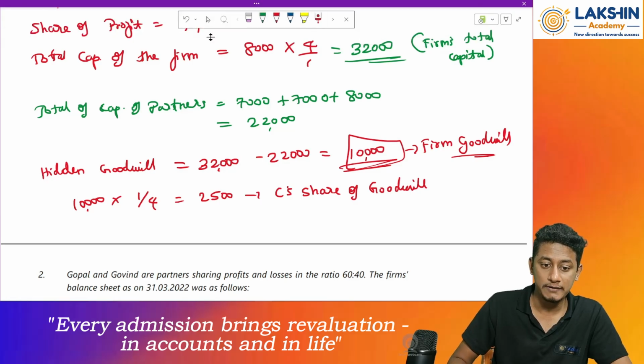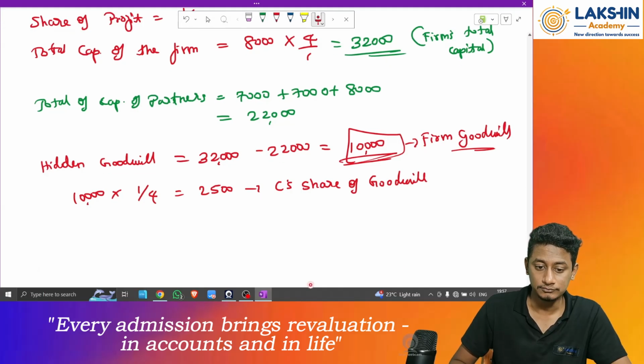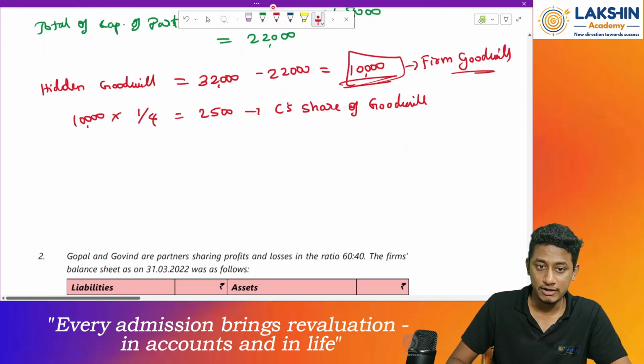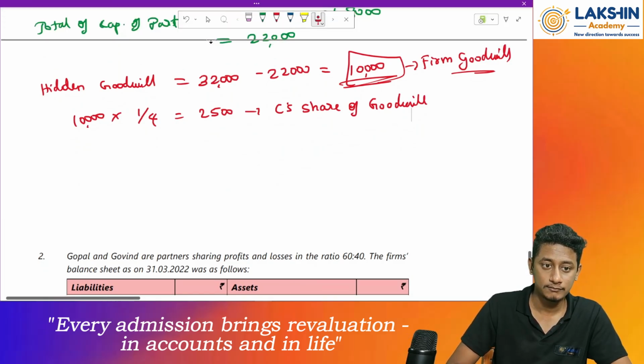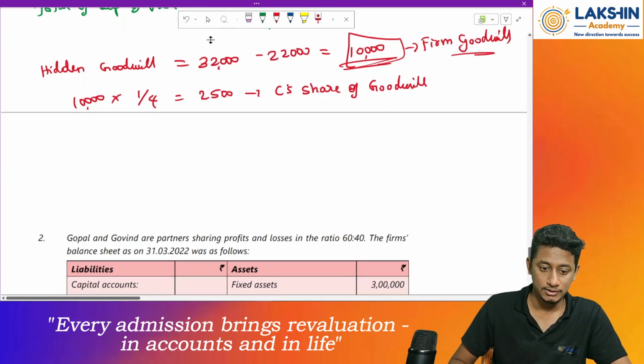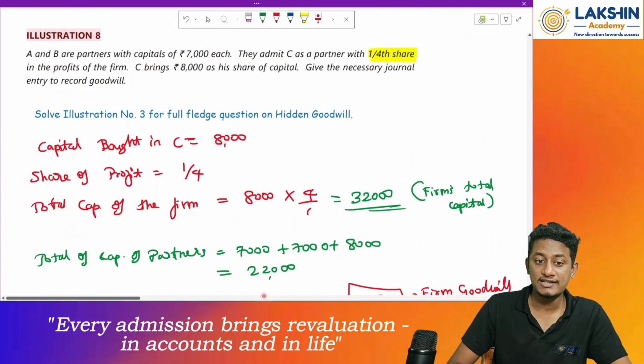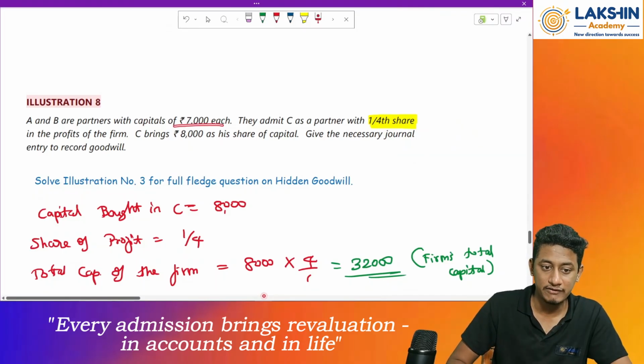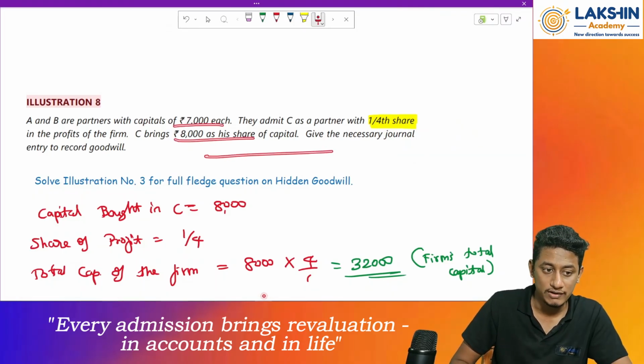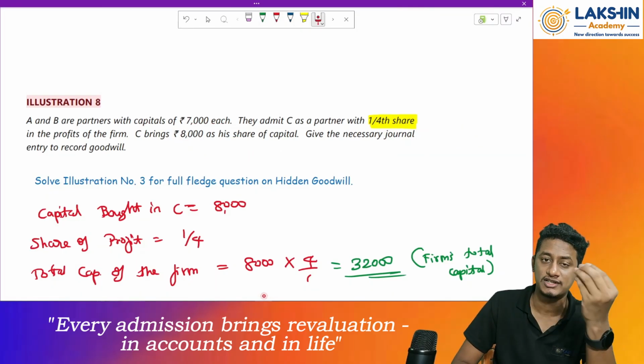Now divide it between the partners. So since nothing is given to us, I will assume that the sacrifice ratio is in the equal ratio. See, in the question they have given nothing about the old ratio, new ratio. So we will assume that the partners are sharing the profits in the equal ratio.